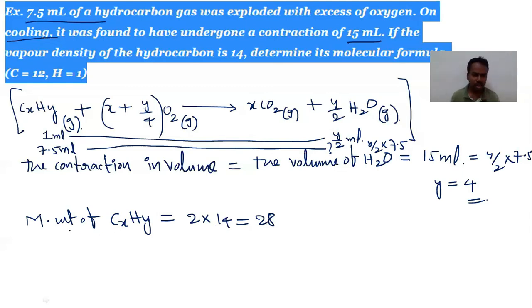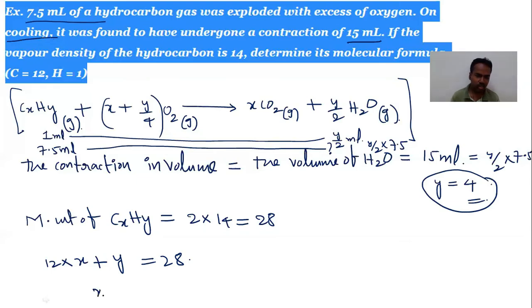Let us calculate the molecular weight of CxHy here. How can you calculate the molecular weight of any molecule? Sum of atomic masses. Each carbon is 12, and how many carbons are there? x. Each hydrogen has atomic mass 1, and how many? y. That is nothing but 28. We know the value of y is 4. Then if you substitute the value of y here, you get x is 2.